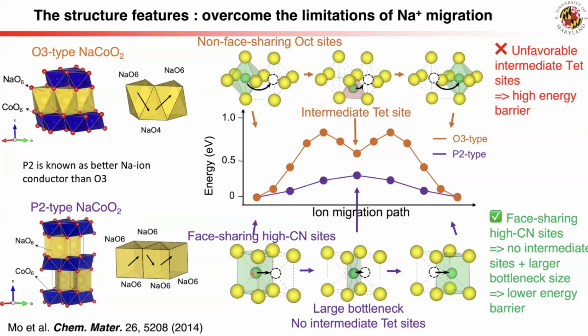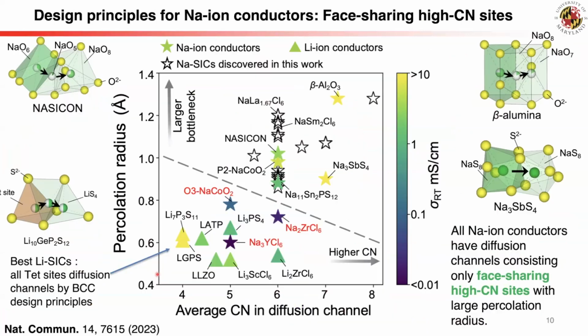Not only is it favorable for the sodium ion, but as a result you don't have an intermediate site, and your bottleneck is also large. You get a low energy barrier for sodium diffusion. We can summarize this face-sharing high coordination site as a key feature for sodium conductors.